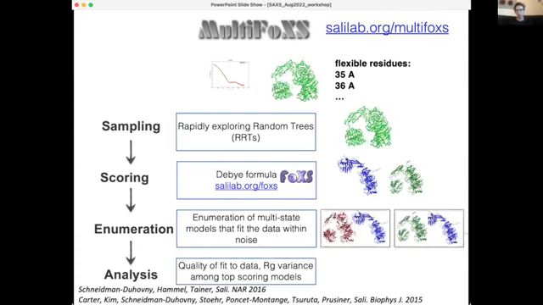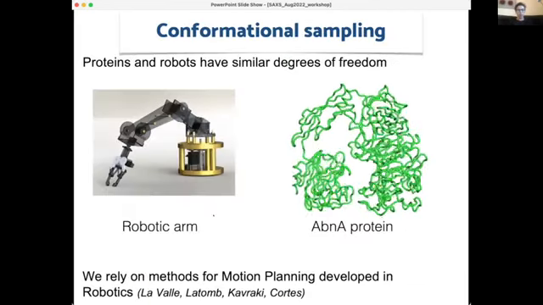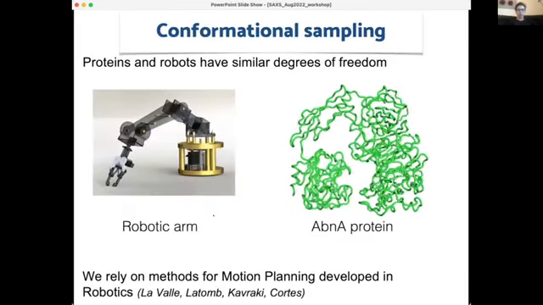Now we have to be very careful not to overfit the data. It's too many conformations. So analysis is very important. We have to understand what are the features that are responsible for those multiple states and what we feed the data with. So how can we sample the protein?